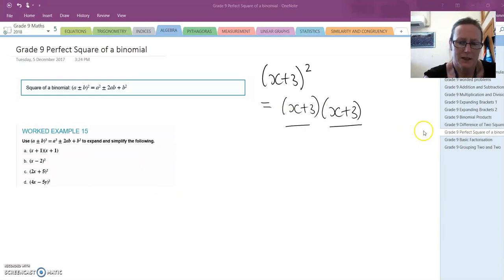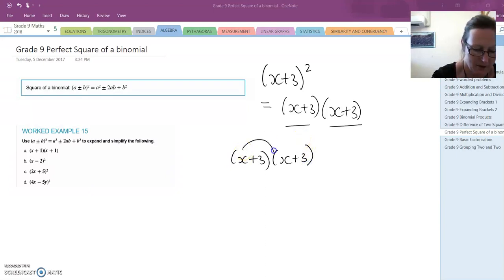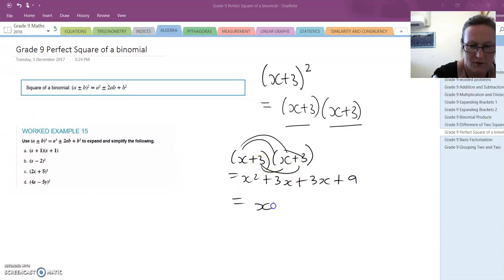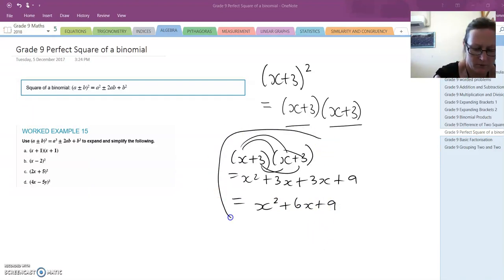So let's look at if we expand this, the traditional, what I call the long method. So if we have x plus 3, let's expand it and see what happens. We have x squared plus 3x, plus 3x, plus 9. Combining our like terms gives us x squared plus 6x plus 9. This is what I call the long method.